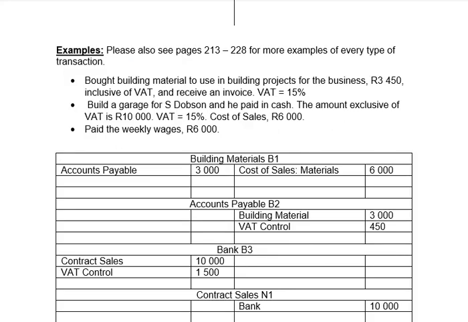Okay, so I've put together a little example just to show you how the recordings will work for VAT. There's 3 transactions over there. So I'll just show you an inclusive and exclusive and then a zero rated item. How do we deal with that?